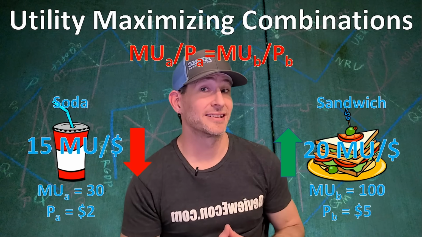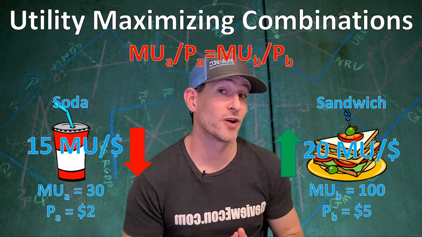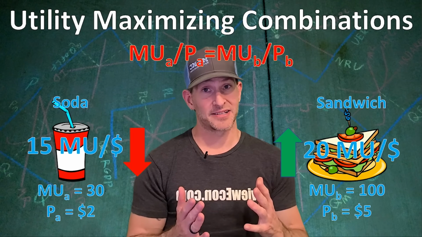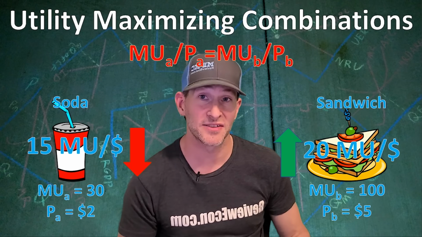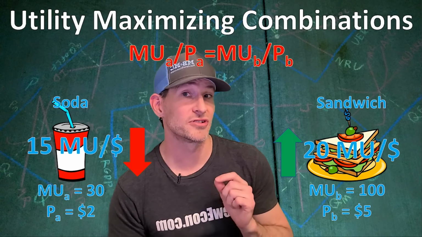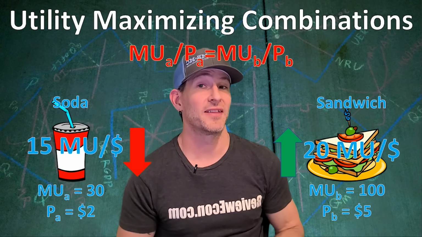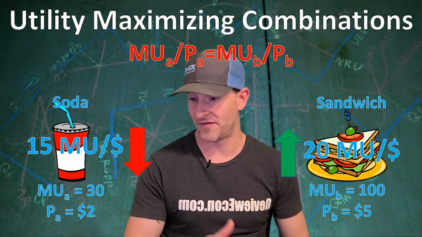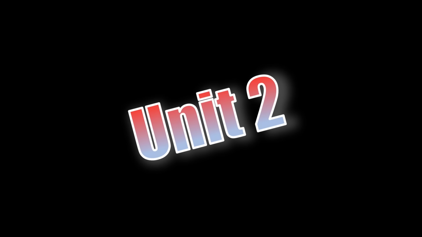And that's because that would lower your total benefit. When it comes to utility maximizing combinations, utility is just another word for benefit for a consumer. Then we are going to have this formula up there. Utility maximizing combinations means that the marginal utility of good A divided by the price of good A will equal the marginal utility of good B divided by the price of good B. If you do that math and find that you have a higher ratio for one item, you want more of that item. If you have a lower ratio for the other item, you want less of that item.